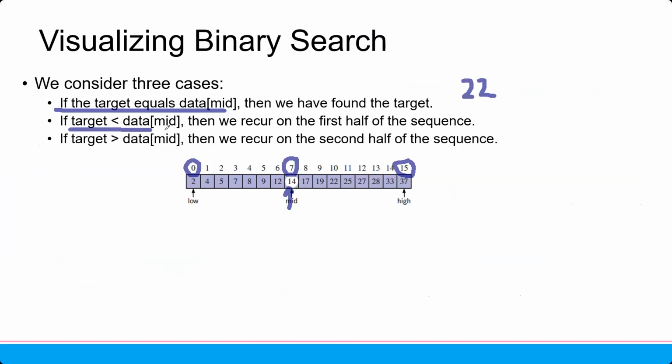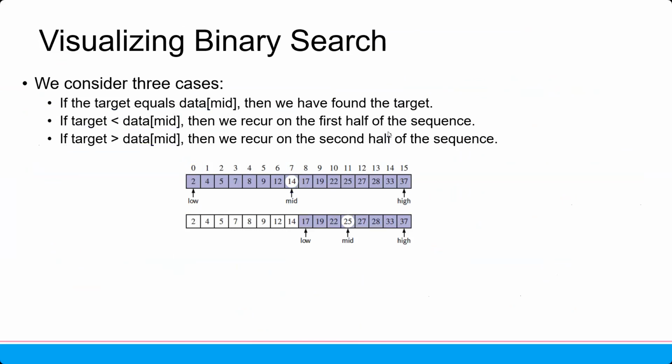And then we will check. Is the target less than the data at mid? Is 22 less than the data at mid? No. Is the target higher than the data at mid? Yes. Then we will set up only the right side. So we don't need to consider this one because these numbers are low. Next, we need to determine what the low is, what the high is, and what the new mid is. In this case, the mid is 25.